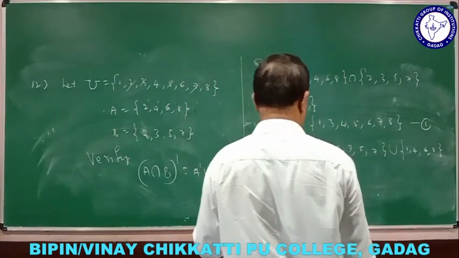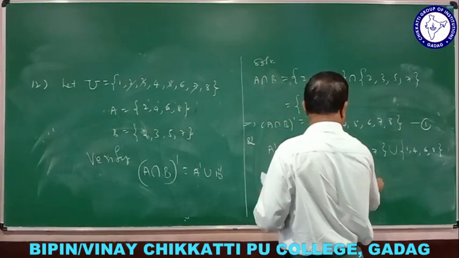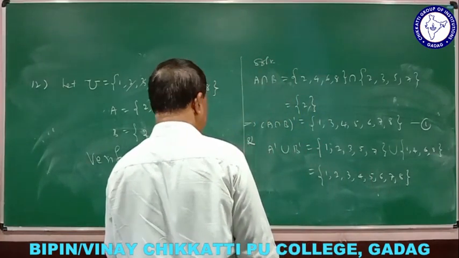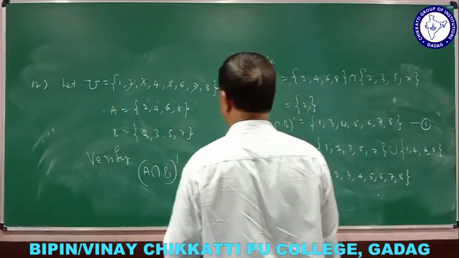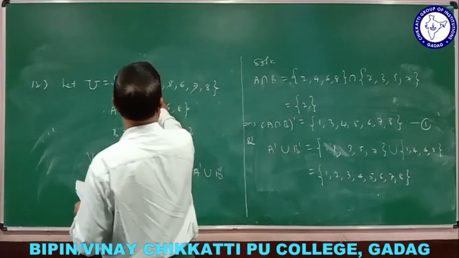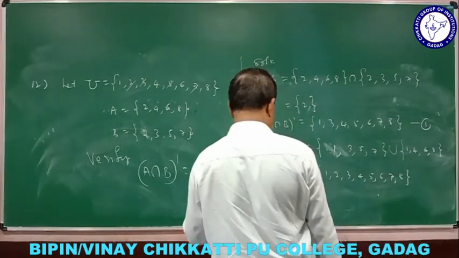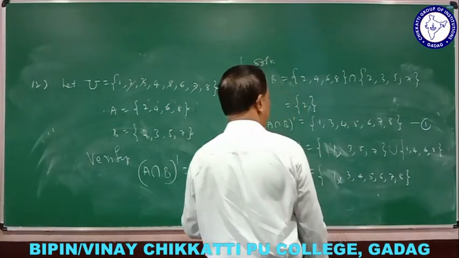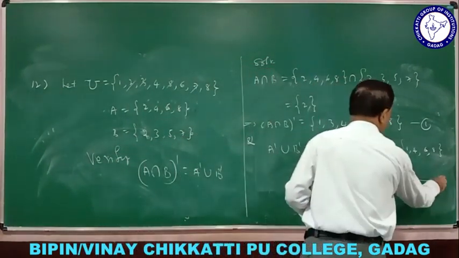So what are the possible elements that you can write in the union? All the elements, repeating once: 1, 3, 4, 5, 6, 7, 8. A dash means 1, 3, 5, 7, and B dash means 1, 4, 6, 8. You see the common element 1, and here you cannot write 2. So the union is 1, 3, 4, 5, 6, 7, 8. And this is equation number 2.